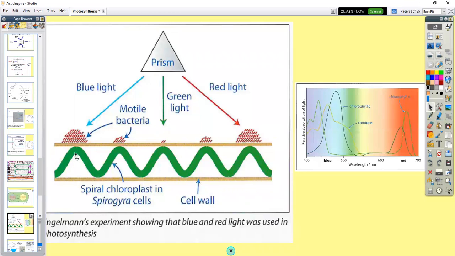Okay, and he found that most bacteria congregated around the chloroplasts where there was blue light. So if you think about these chloroplasts, where there's blue light and also where there's red light, they will photosynthesize, they'll produce oxygen, which then the bacteria can use. So most of the bacteria were found where there was blue light and red light. So that's where most photosynthesis was occurring, whereas with green light, with very few bacteria, it shows that at those wavelengths of light, not much photosynthesis is occurring.